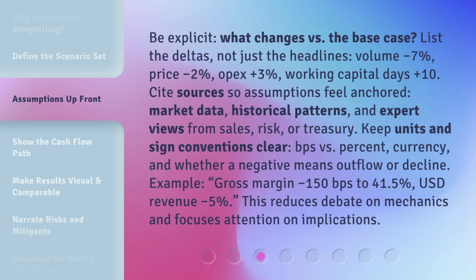Keep units and sign conventions clear: bps versus percent, currency, and whether a negative means outflow or decline. Example: gross margin minus 150 bps to 41.5%, USD revenue minus 5%. This reduces debate on mechanics and focuses attention on implications.